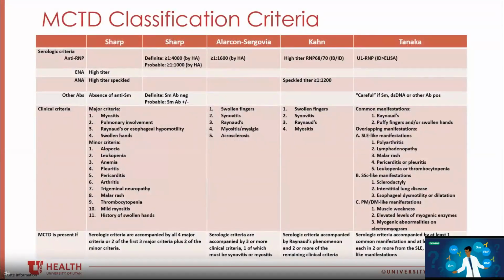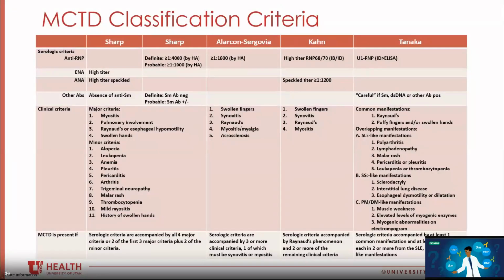Serologically, patients with mixed connective tissue disease are characterized by the presence of high-titer anti-RNP antibodies. Several algorithms are available for the diagnosis of mixed connective tissue disease, which differ slightly in their serologic criteria, such as the requirement for a high-titer speckled ANA pattern and/or the lack of detectable anti-Smith or double-stranded DNA antibodies. They also differ in the symptoms that must versus may be present and the number of clinical features that must be present. But they all require the presence of high-titer anti-RNP antibodies.